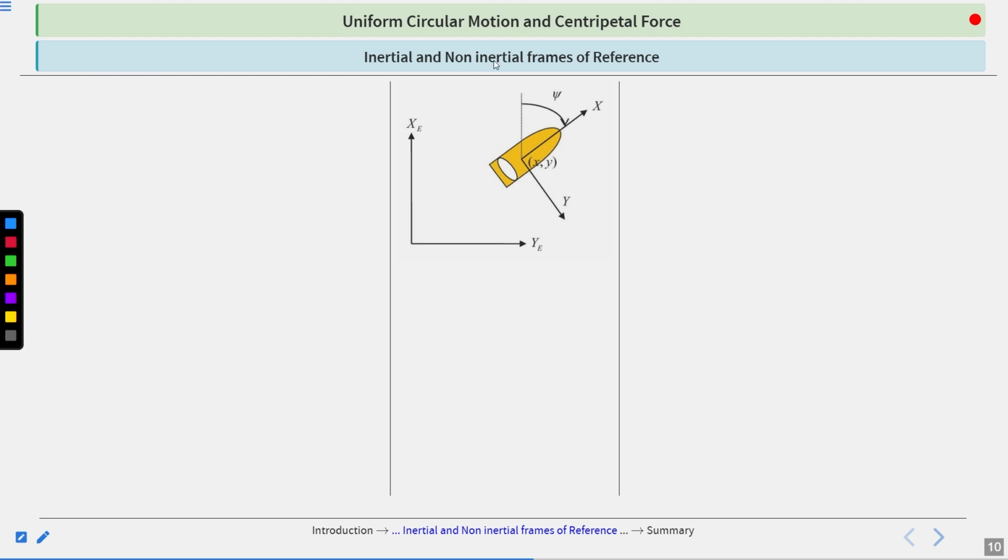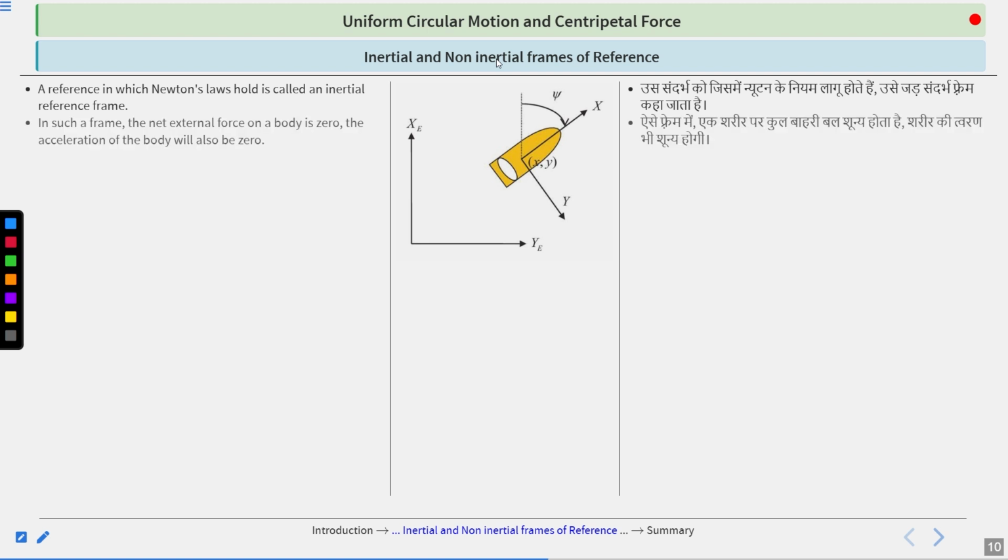Now we have the inertial and non-inertial frames of reference. A reference frame in which Newton's laws hold is called an inertial reference frame. In such a frame, the net external force on a body is zero. The acceleration of the body will also be zero.